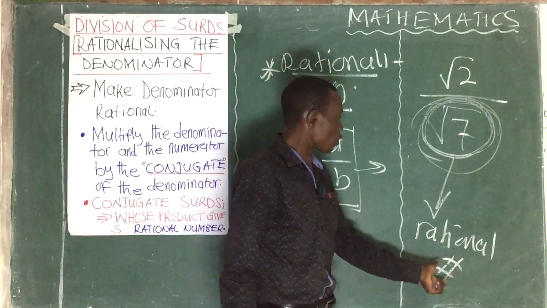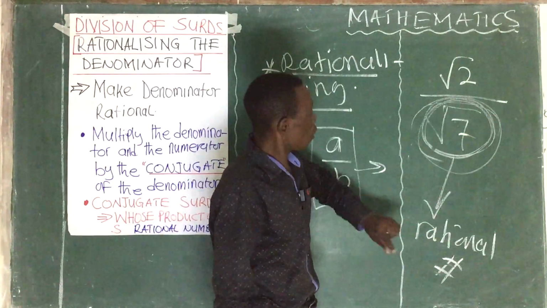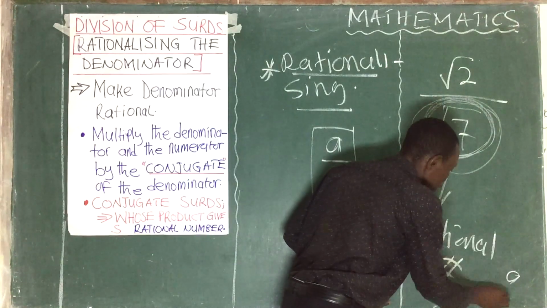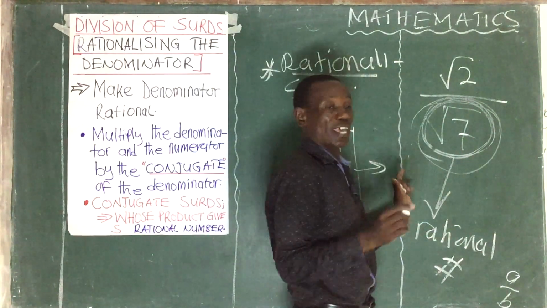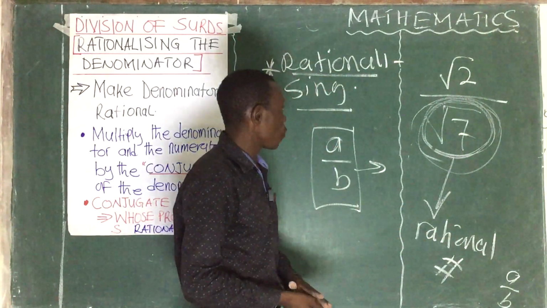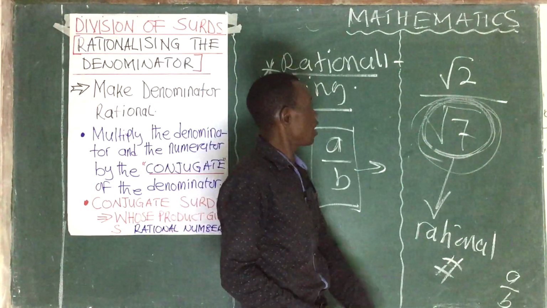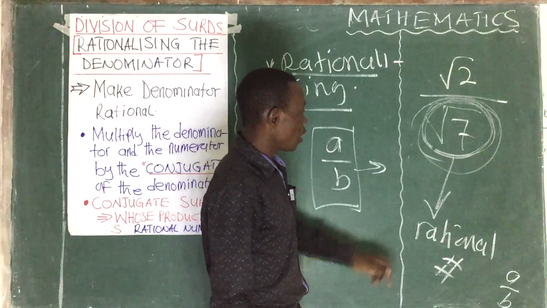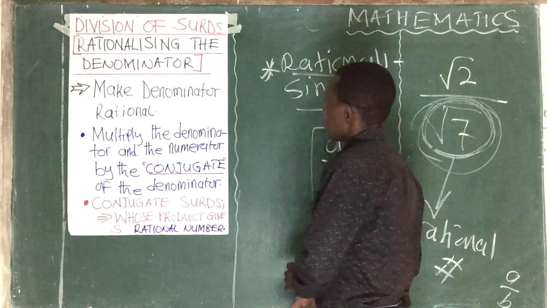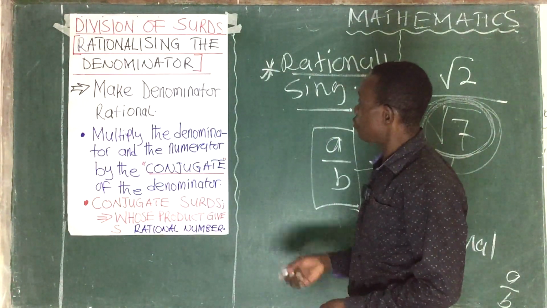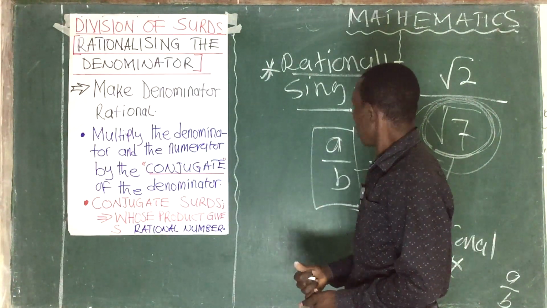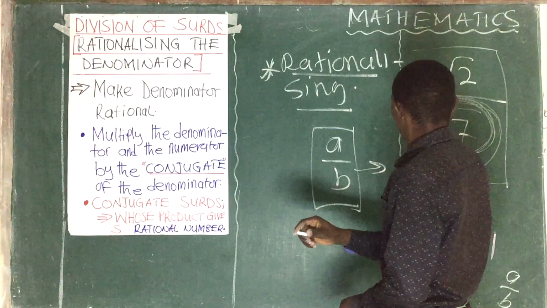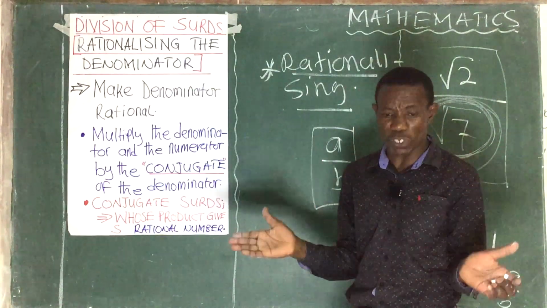Being a rational number simply means that what we have there after rationalizing should be a number that can be expressed in the form of a over b. That's what we're going to do here. We are targeting denominators, not necessarily the numerator. Our interest is in the denominator. Now, we're wasting much of our time, so I will get straight into the business of how we do the rationalization of the denominator.